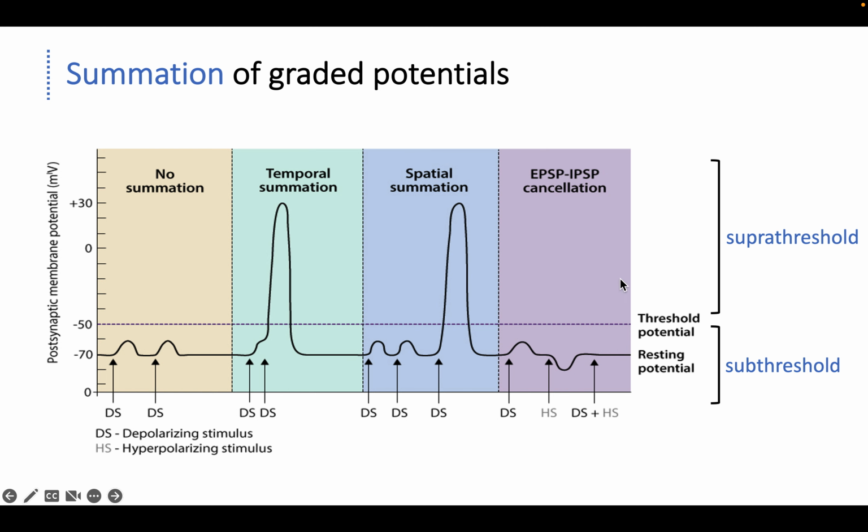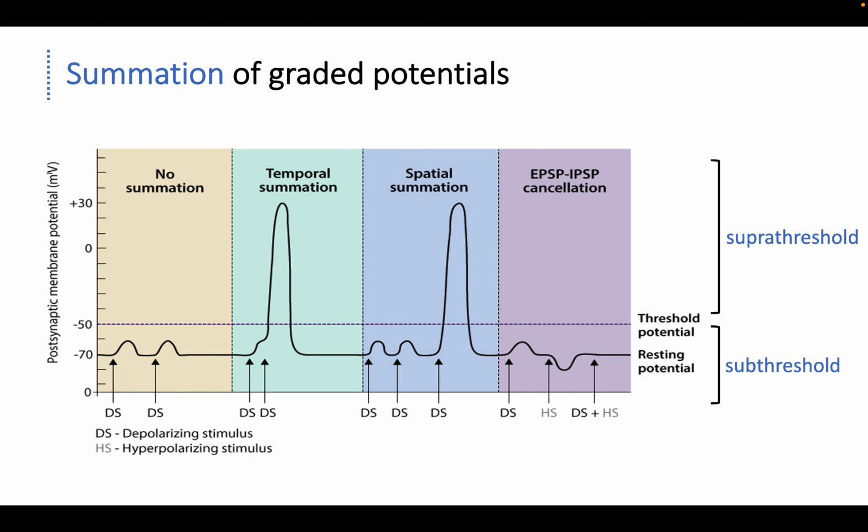And then you can have cancellation. So you could have one EPSP, you could have that followed by one hyperpolarizing stimulus or an IPSP, and those two cancel each other out, right? So obviously if you have a positive 10 millivolt EPSP, and then following that a negative 10 millivolt IPSP, positive 10 and negative 10 are going to cancel each other out, and it's 0, right? So it's like nothing happened. Okay, so you can have this cancellation.